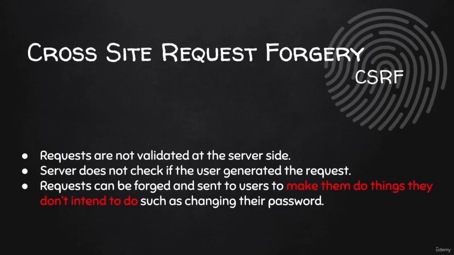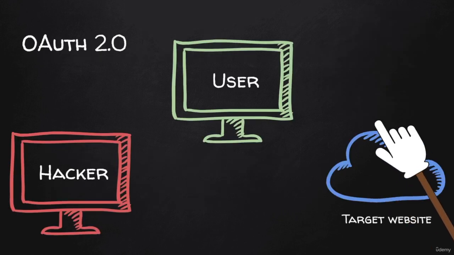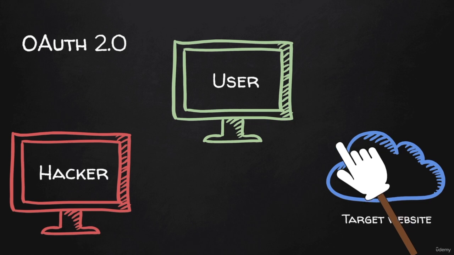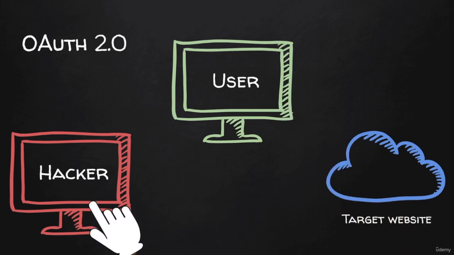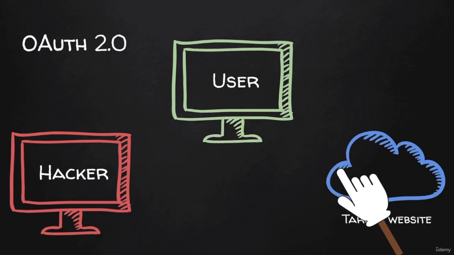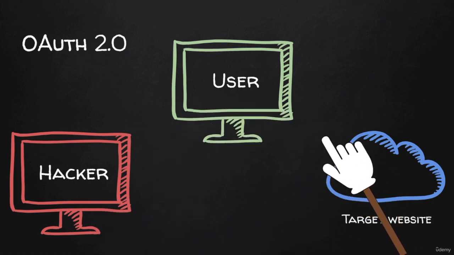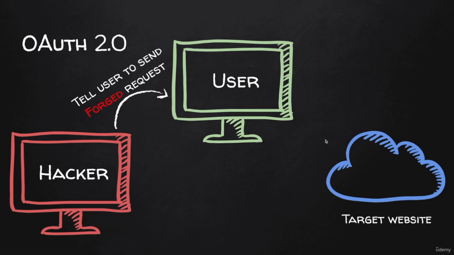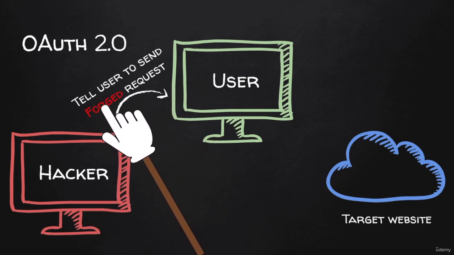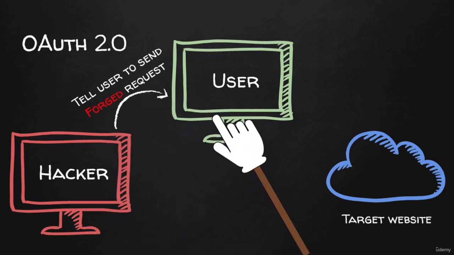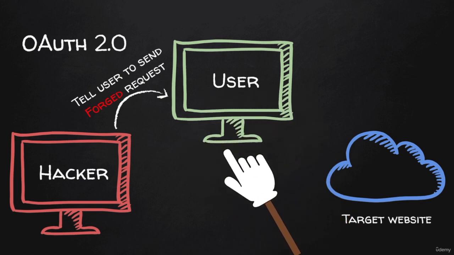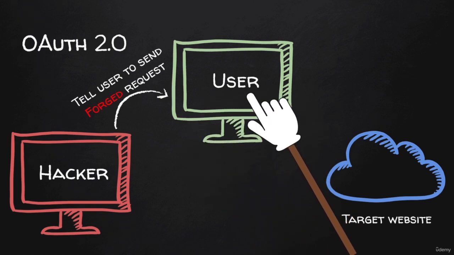Now, I covered CSRF vulnerabilities, but just a quick recap. CSRF happens when the requests are not validated by the server side. So when the server gets a request, it doesn't validate whether the user actually created the request, or if it was created by someone else and the user is just executing that request. So a possible exploitation of this: the hacker would forge a specific request that is useful to them, for example, changing the user's password to a password they know, and then social engineer the user to submit that request.